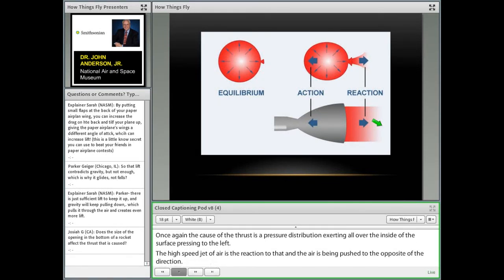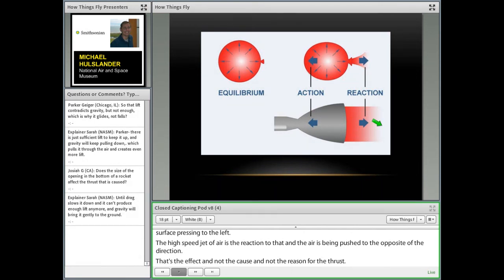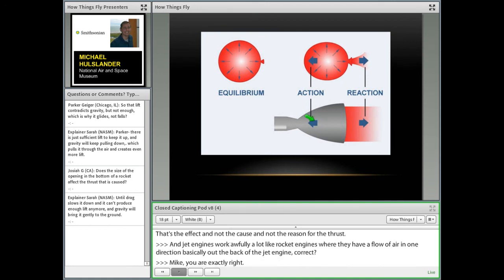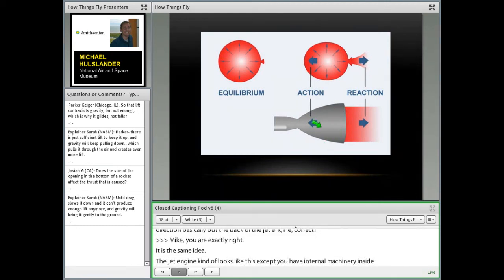And jet engines work an awful lot like rocket engines, right? They have a flow of air in one direction, basically out the back of the jet engine, correct? Mike, you're exactly right. It's the same idea. A jet engine kind of looks like this, except you have internal machinery inside. You have a compressor that's compressing the air. You have burners that burn fuel with the air. You have a turbine blade back here, which is taking energy out of the air to turn the compressor. But as you say, the net effect is the flow is in this direction.